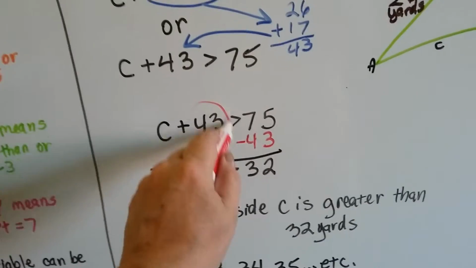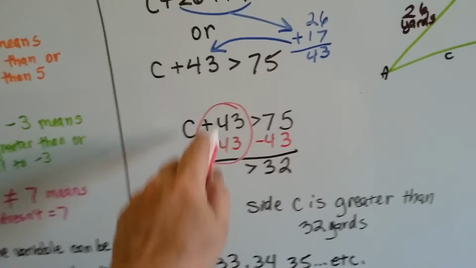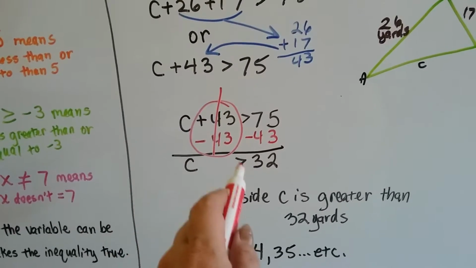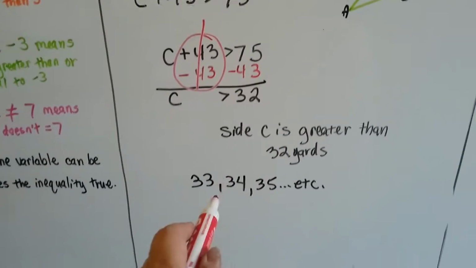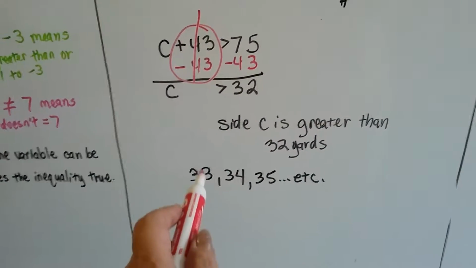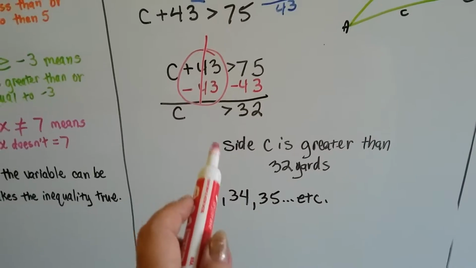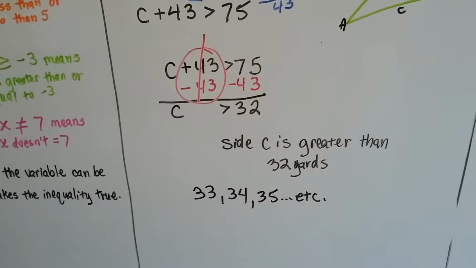We subtract the 43 from each side and create a zero pair so that we can discard that. And now we've got C is greater than 32. So we know that the possible sides can be 33, 34, 35, etc., as long as it's greater than 32. See? Let's try this one.